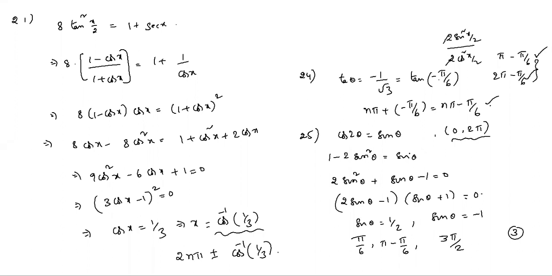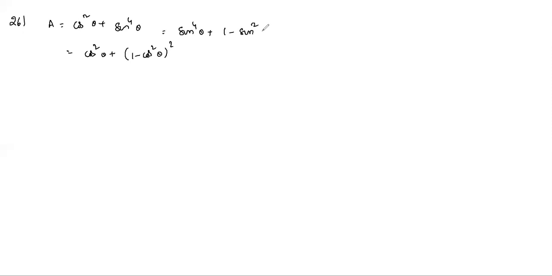Next, 26, we already did this one. A equals cos square theta plus sin power 4 theta. You have to find the range. Range means maximum value and minimum value. Cos square theta plus sin power 4 theta: you can write cos square theta as 1 minus sin square theta. This one also you can write.